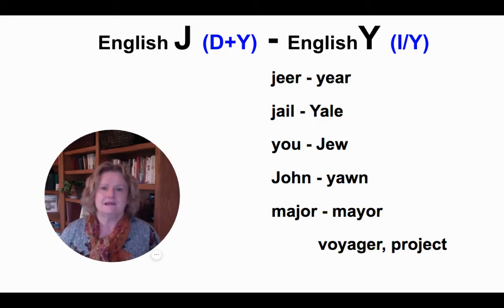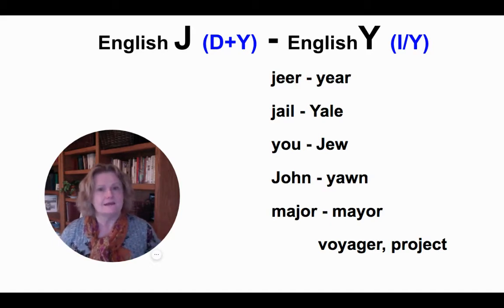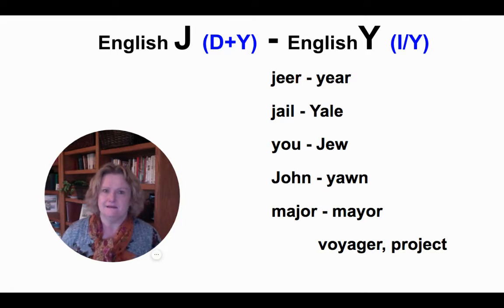So English J is spelled J or G. And if it's spelled with a G, it's usually because of an E, I, or Y that follows. If it's an O or A or U, it's going to be G. And an English Y is spelled Y. Now the letter Y can also be pronounced E, but here we're looking at the Y.